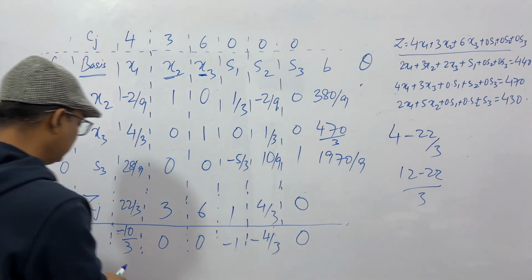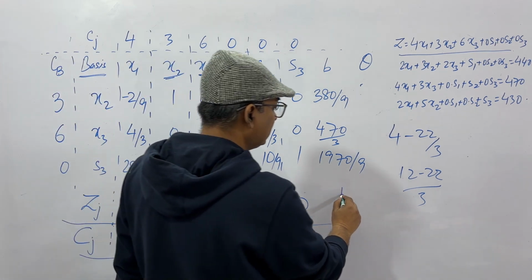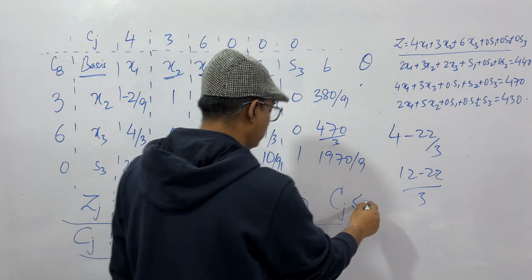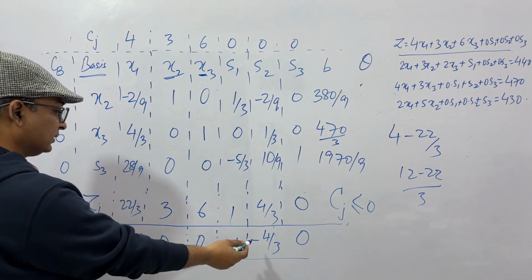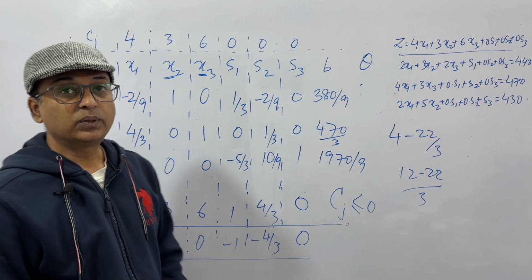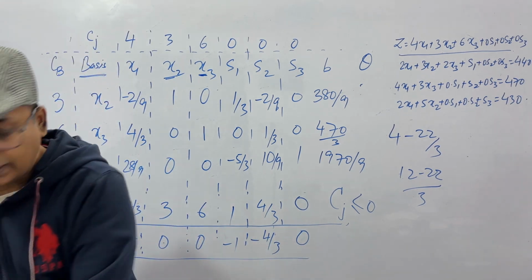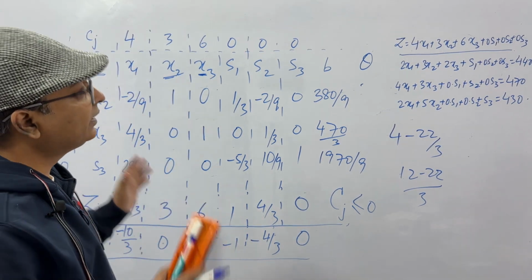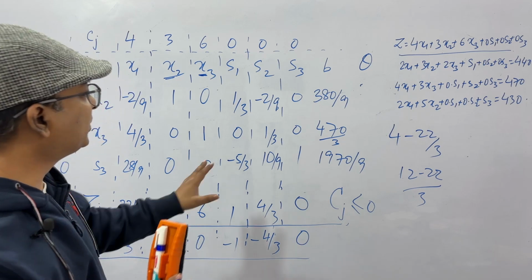See, all the terms, each Cj is less than or equal to 0. Either it is 0 or less than this. This means this is minus 10 by 3, this is minus 1, this is minus 4 by 3. What is the meaning of this? It means we have reached our optimal solution. So this is the optimal solution.